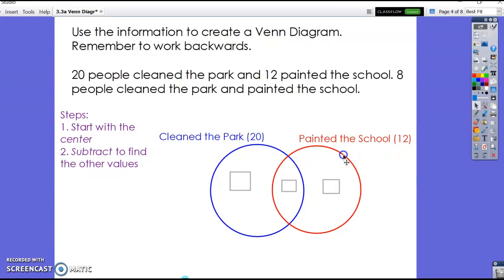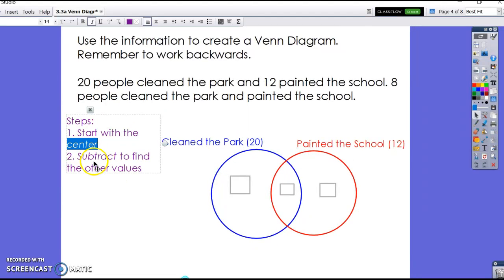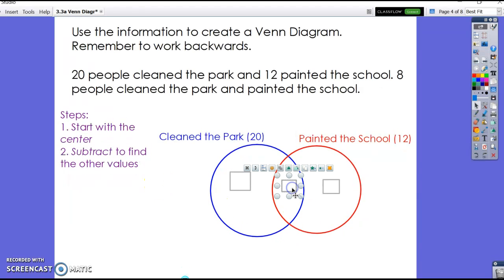Okay, for my red circle, I'm going to let that represent the people who painted the school. So same thing over here. At the end of our problem, we want this number and this number to add up to be 12. Okay, the total inside of the circle should be 12. So here are our steps. We want to start with the center always, and then we're going to subtract in order to find the other values. So let's start with the center. Remember, the center represents the similarities between the people who cleaned the park and painted the school. Well, here it says that 8 people cleaned the park and painted the school. So 8 people did both. That goes in the middle of our Venn diagram.